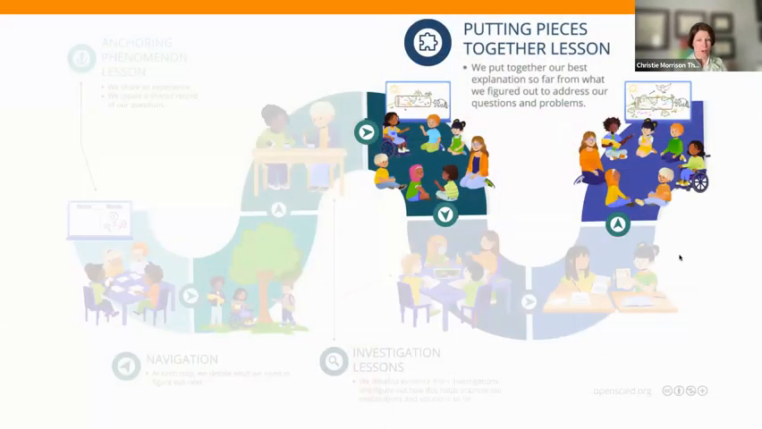At this point in the unit, we're ready to take stock and see if we can develop a fuller explanation of the unit phenomenon. It's time for a putting pieces together lesson. We're going to connect the ideas we figured out from the last several lessons and see if we've answered our lesson set question. In this case, about how objects make and send sound signals.